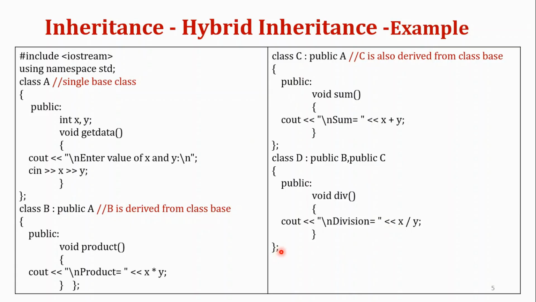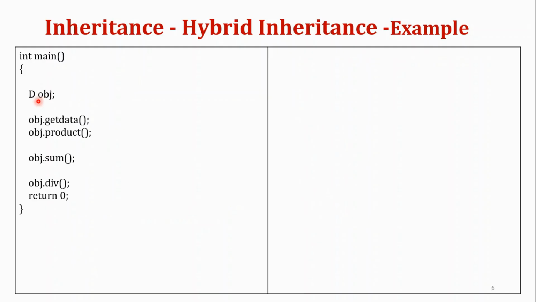Now the end of the class. Four classes are defined. Coming to the main function, you create an object for the last derived class D, and you can call all the member functions because all of them are inherited to class D. Getdata belongs to class A, product belongs to class B, sum belongs to class C, and division belongs to class D. So with one derived object, you can call all the base class functions.